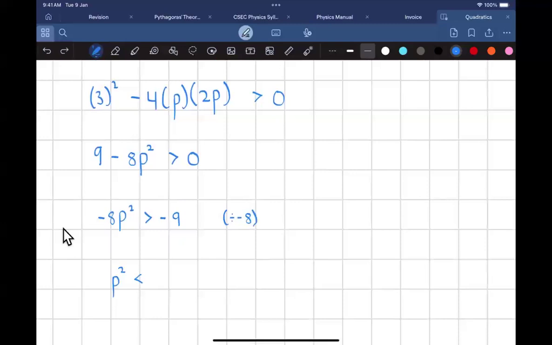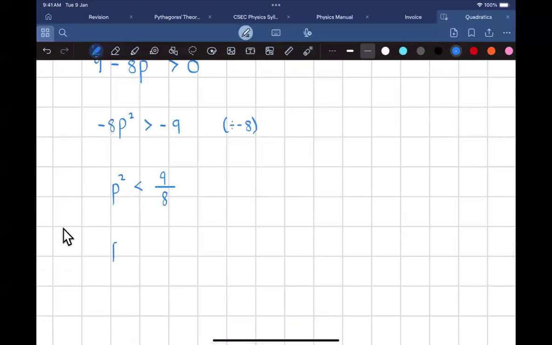1.125. Leave it as a fraction: 9/8. Since it's p squared, you want to find p, so it'll be the square root of 9/8, and you'll get 1.06. Now leave your answer in surd form if you can. 3√2/4.